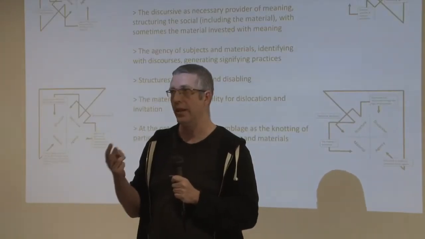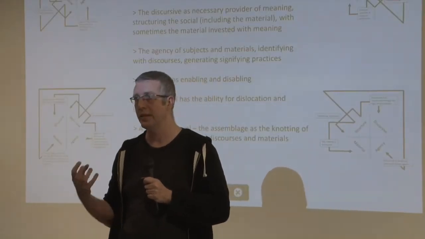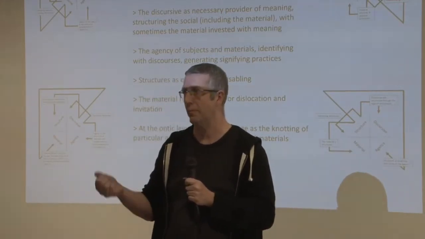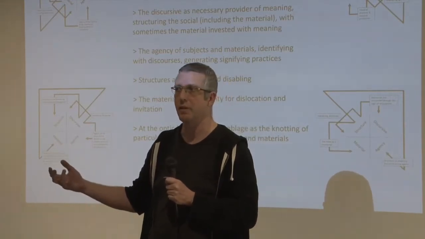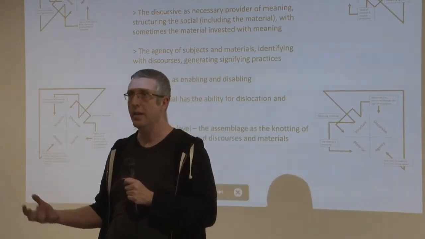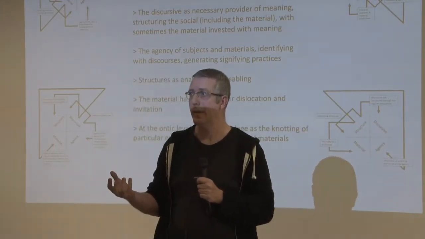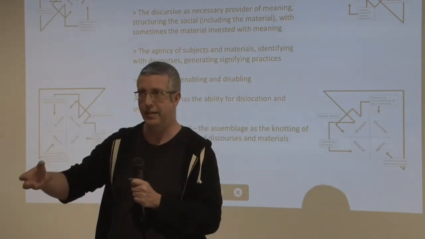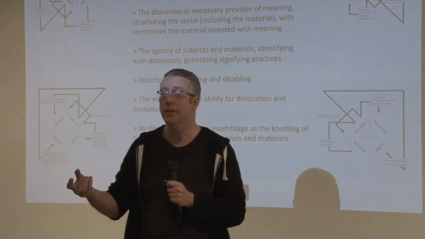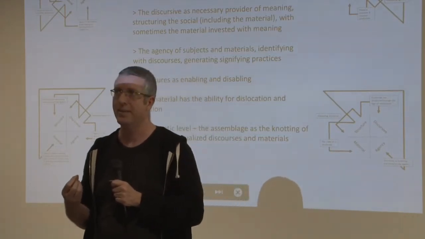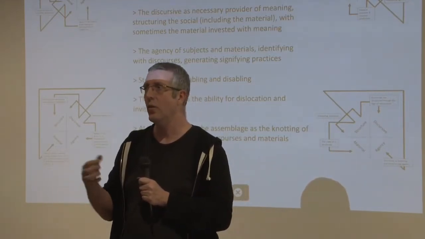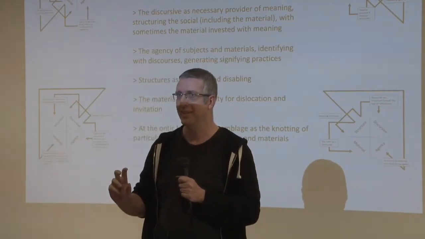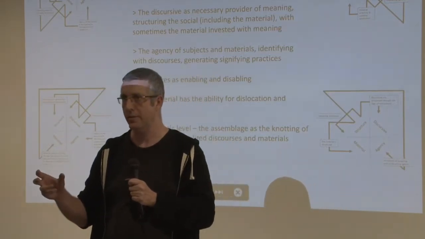The material has two key mechanisms in dealing with our worlds. And one is the logic of dislocation. It can disrupt. The hammer that breaks is a very simple example. It can dislocate discourses. It can disrupt our ways of thinking about reality because all of a sudden things happen that we can't give meaning to, and that forces us to rethink. That's dislocation. But the material also invites us to think about reality in particular ways. It offers us ways of thinking. Now, it's not an obligation, it's an invitation. Right? The material invites us to think about the world.